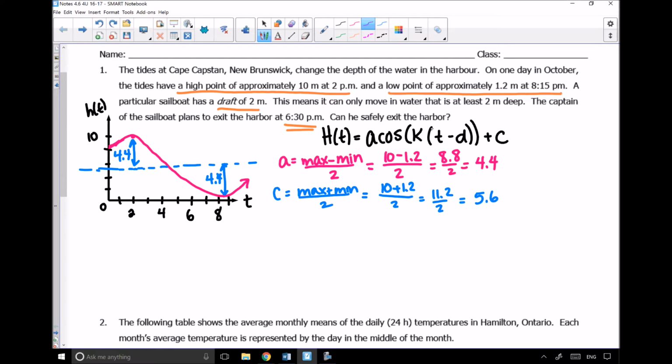Okay, so now I need to figure out the k value, but to figure out the k value, I need to know the period. Well, how do I find the period? I know that it reaches its maximum at 2 o'clock, and then it reaches its minimum at 8:15.